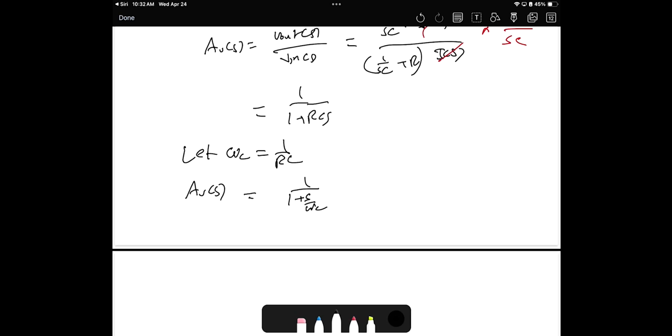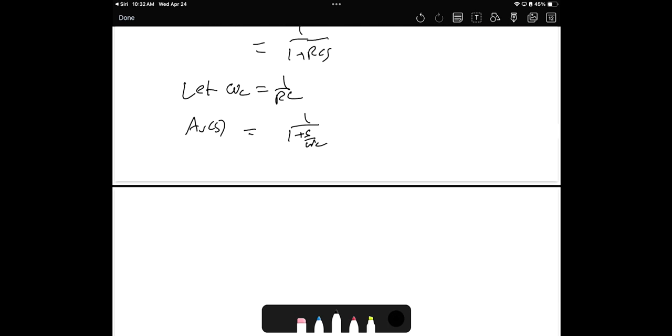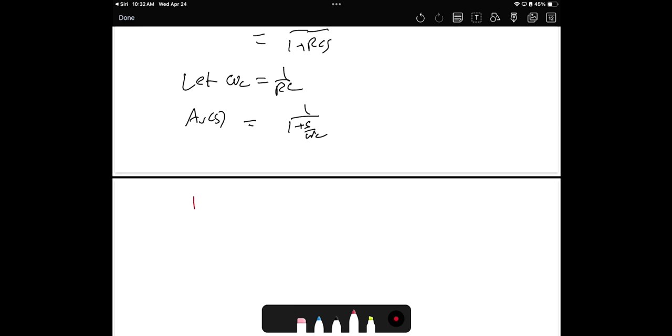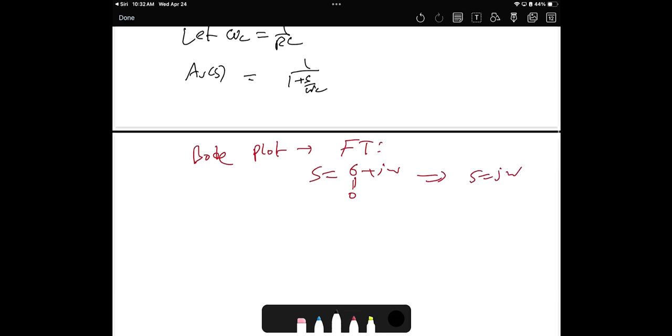Like what we did here, convert the circuit from time domain to S domain, then you can do the analysis. So now, in order to do the Bode plots, you need to use the Fourier transform. You will make S equals sigma plus j omega, assume sigma equals 0, this yields S to be j omega. So in the transfer function, for every S, you will substitute j omega. As a result, I'm going to call it now A v of omega, which will be 1 over 1 plus j omega over omega c. Okay?